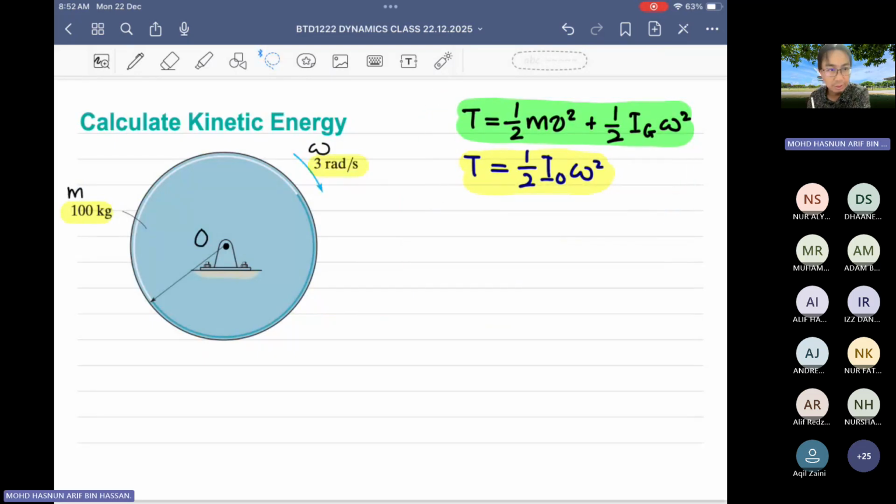Okay, so which one do you think that we should use? Can we use the first one or can we use the second one? Of course, we can use both, basically. But okay, let's look at the first one. 1 over 2 mv square plus 1 over 2 Ig omega square. Okay, let's focus on this v.